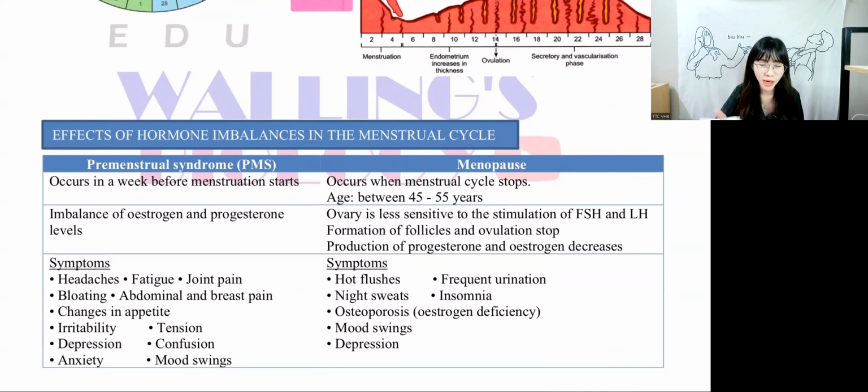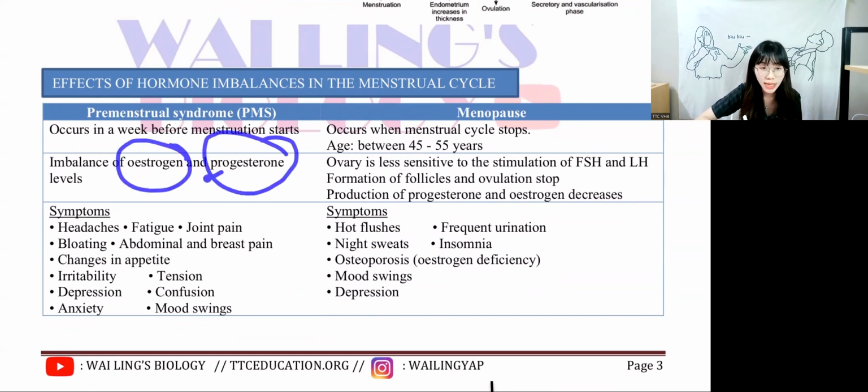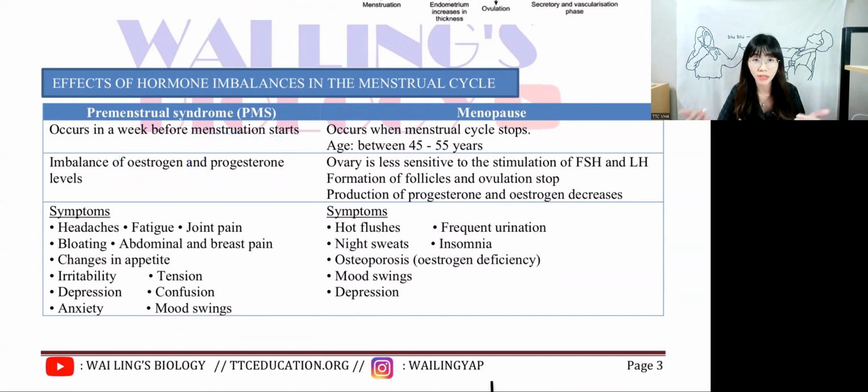So for girls who have hormonal imbalance, number one, we have PMS. What is PMS? PMS usually happens 1 week before menstruation. The girls have a hormonal imbalance of progesterone and estrogen, these two hormones. So what would the girl usually experience?